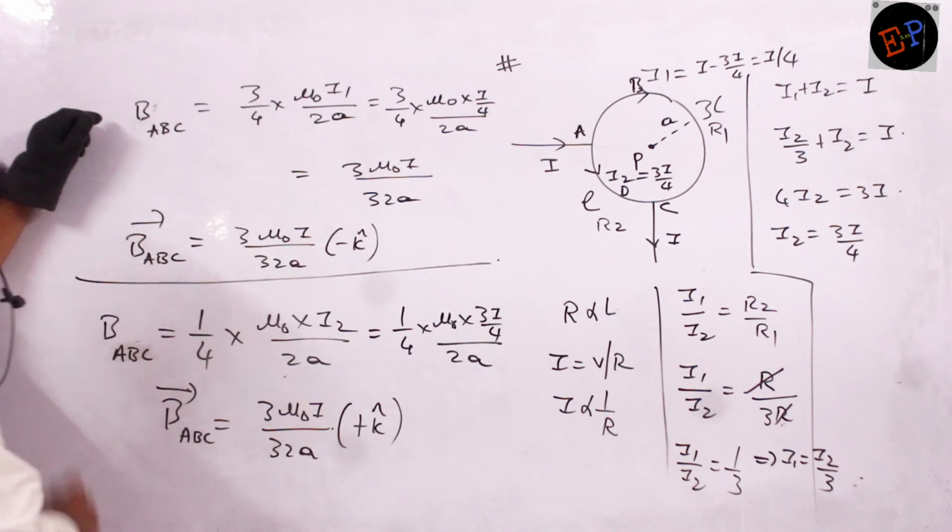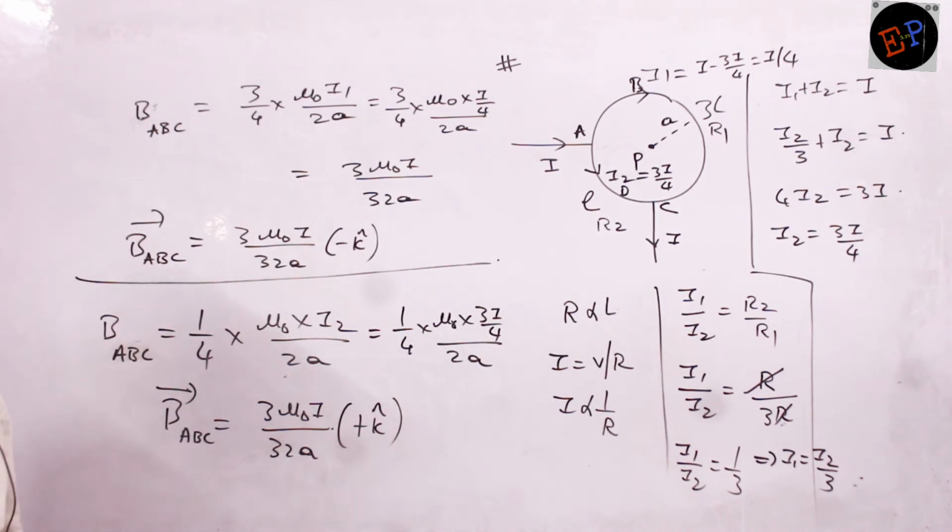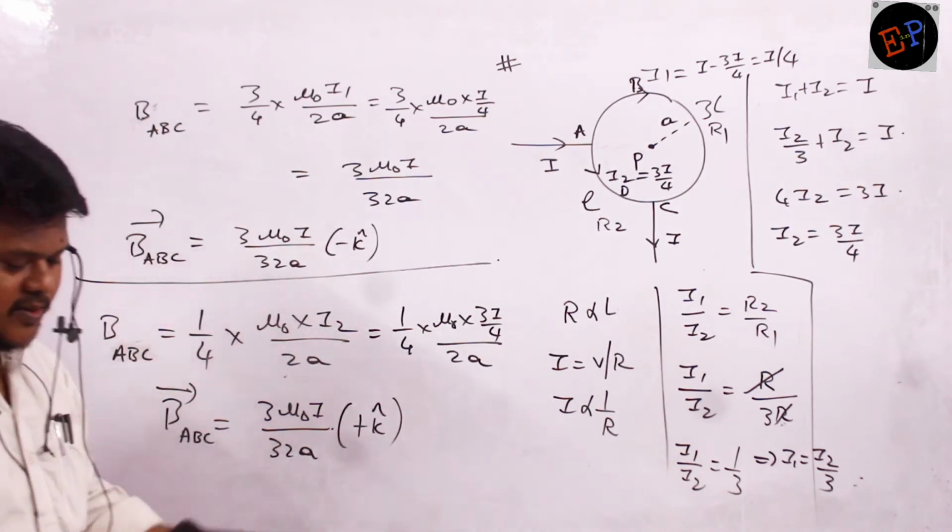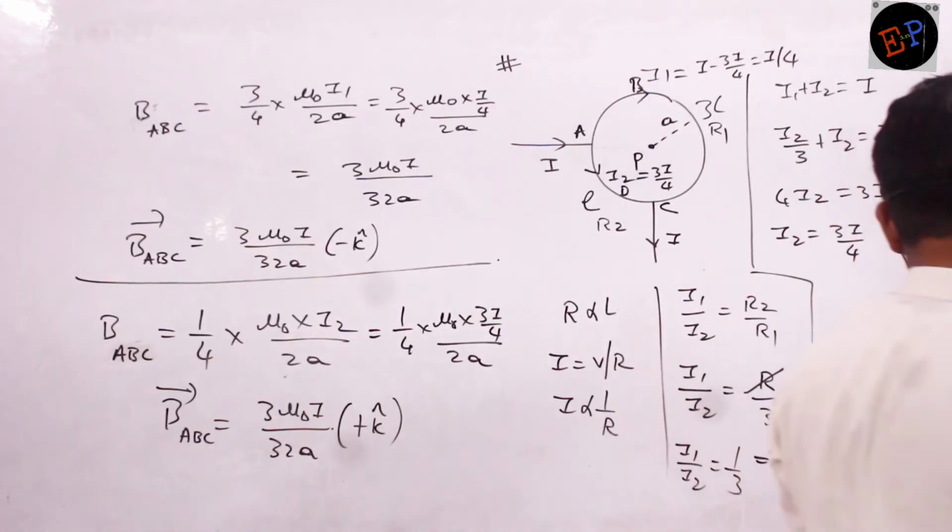Okay? That's it. Is it clear? Now can you say what is the total magnetic field? 0.